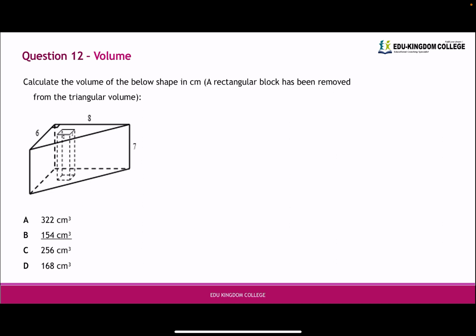So calculate the volume of the below shape in centimeters. So what we need to do is calculate the triangular prism minus the rectangular prism. So we can see very unclearly here that the sides of the rectangular prism are 1 and 1, and the height is 7 also. So first, calculate V equals AH. So V of the triangular prism equals A, which is 6 times 8 times half, times 7.